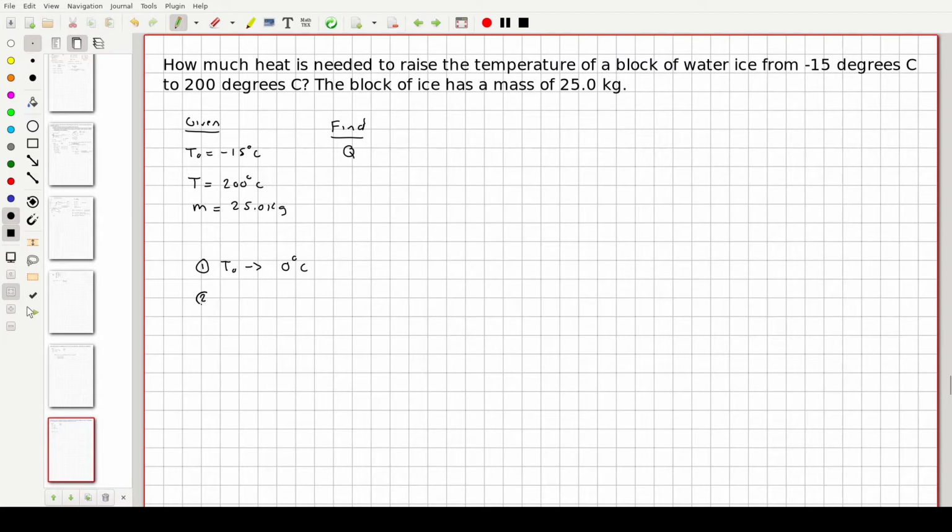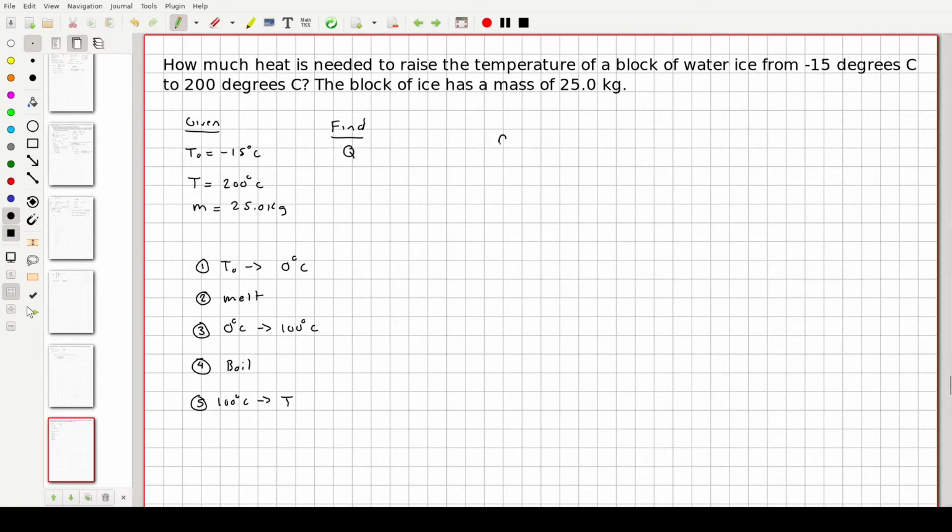Step 2, we melt. Step 3, we go from 0 degrees Celsius to 100 degrees Celsius. Step 4, we boil. We vaporize it. Step 5, we go from 100 degrees Celsius to our final temperature T.